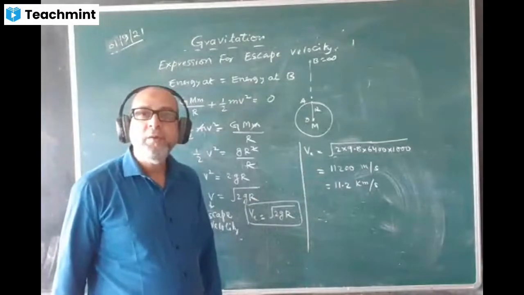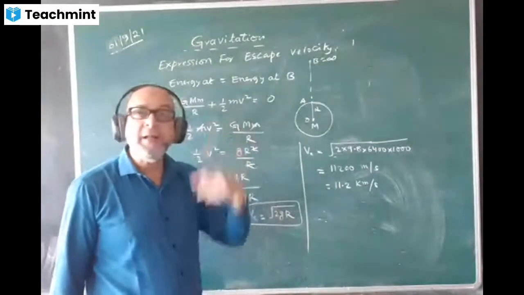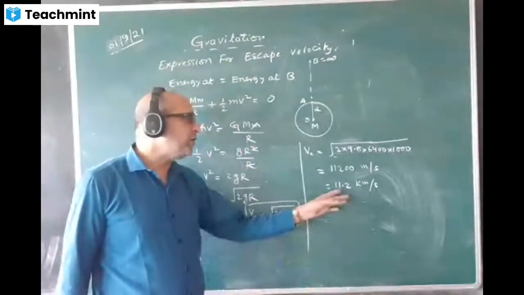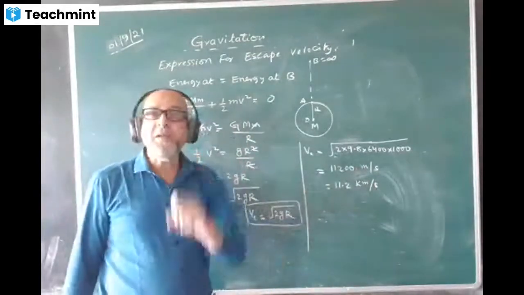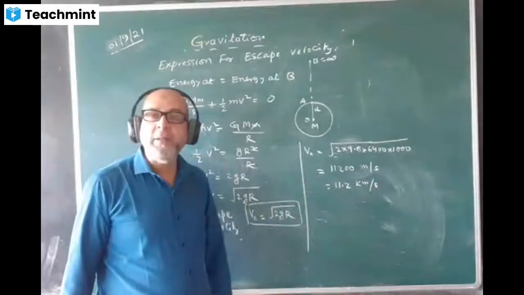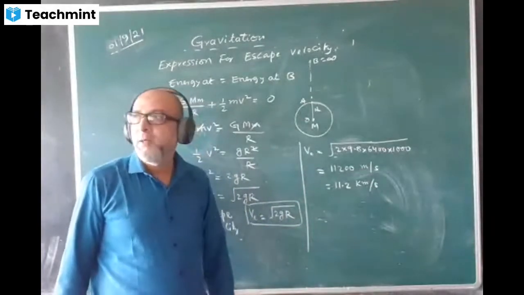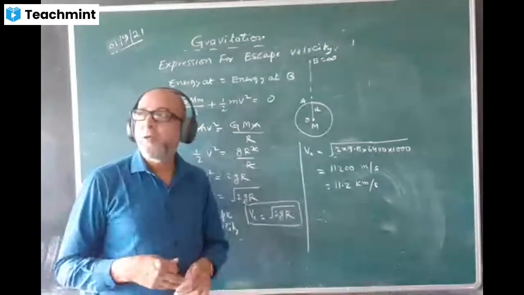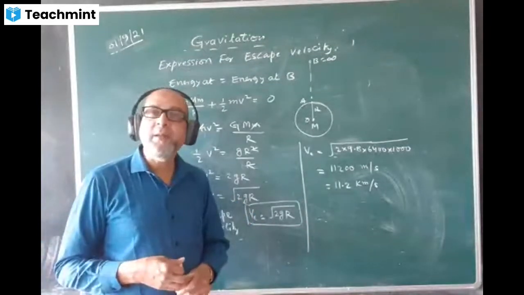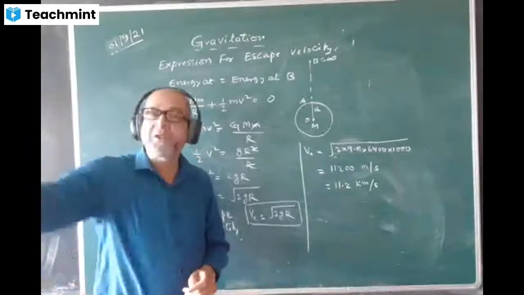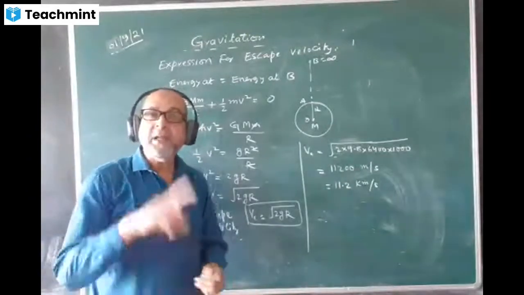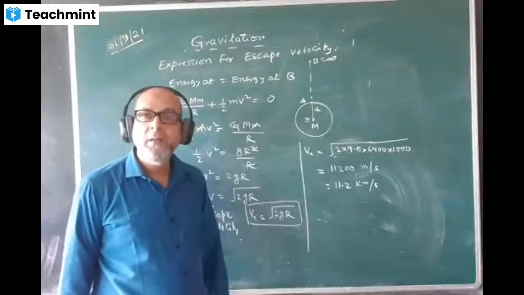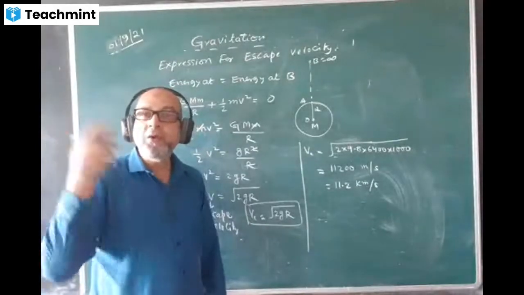Have you understood? The body will go beyond Earth's gravity and is not going to return back. Just imagine the velocity value is too high. In 1 second, it should go 11.2 kilometers. Maybe from this school, 11.2 kilometers may be the distance from here to Chitre. In 1 second, the body must cover that much distance. You can just imagine. Then the body is not going to return back.